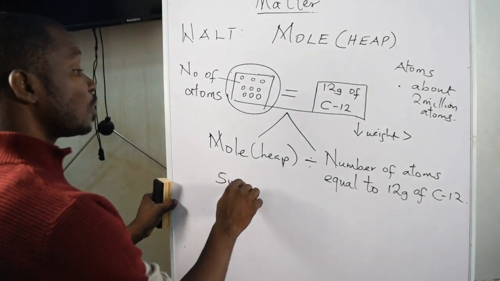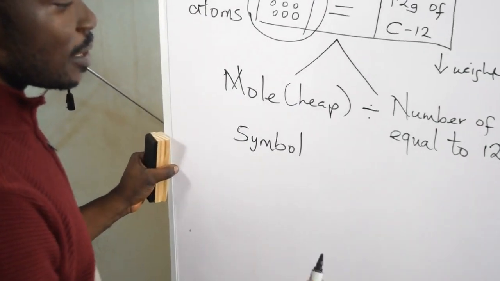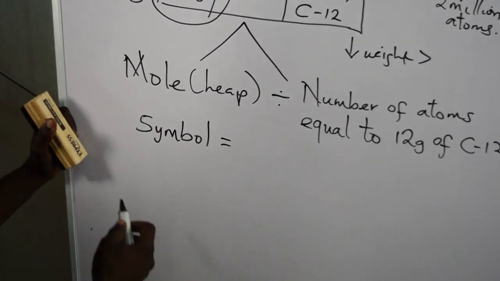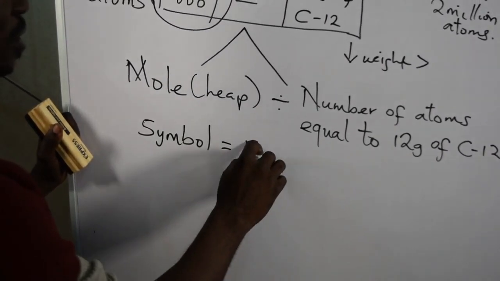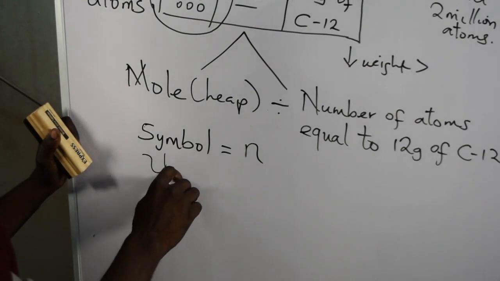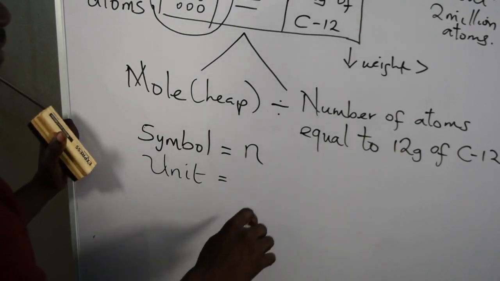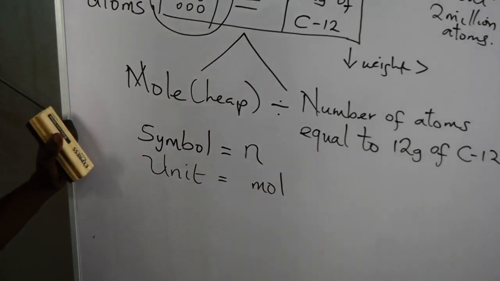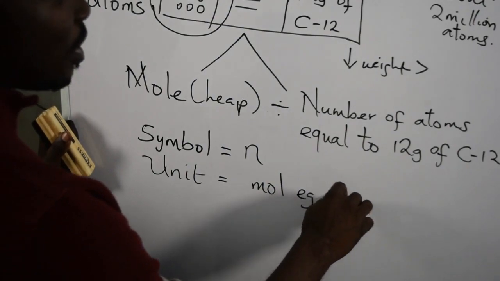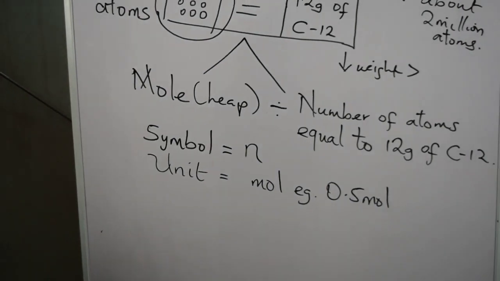Okay, you should note this about mole. The symbol. Scientists find it difficult to write long essays. Scientists don't write a lot. So they look for symbols to represent long words. So instead of writing mole, you see scientists using n, small letter n. And then the unit. The unit for mole is M-O-L, mole without E. The unit is mol. So an example is 0.5 mol. Good. So I need you to note this.